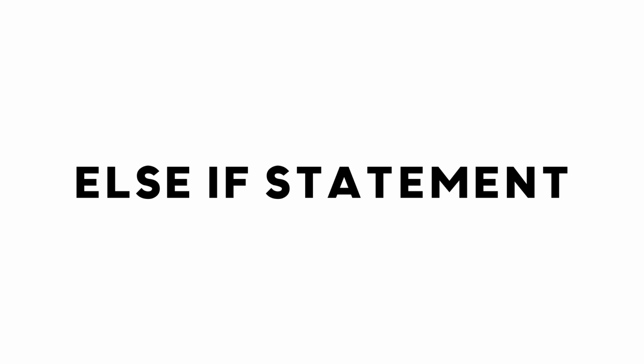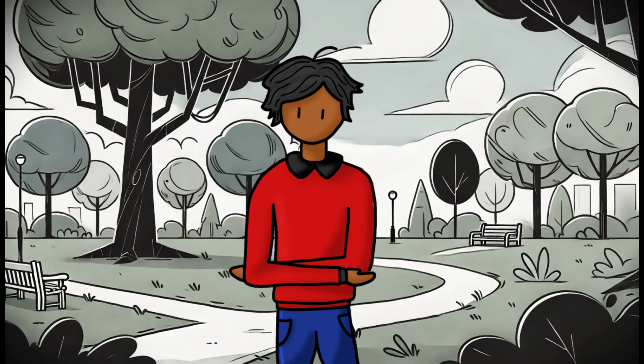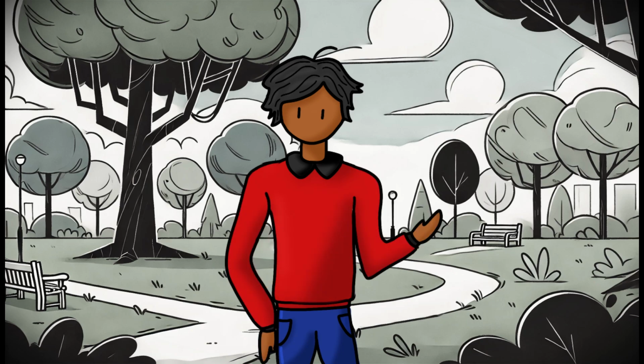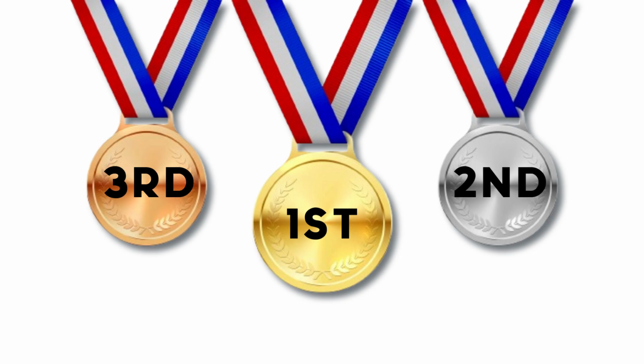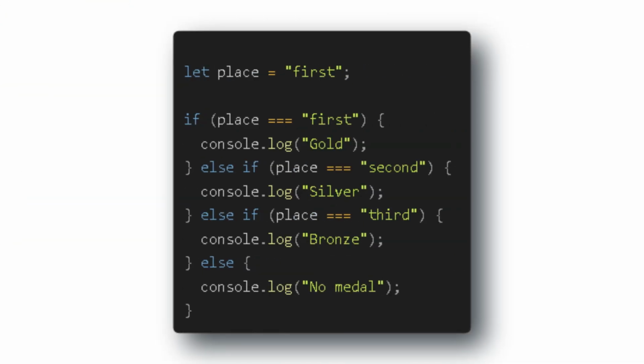There's also else if statements. When you have more than two conditions to check, you can use else if statements. These allow your program to evaluate multiple scenarios. Now, if you were to take a real life example for this, it would be the medal standings, where if you were placed first, you'd get gold. If you're placed second, silver, third, bronze. And if you were to code this in JavaScript, it'll look something like this.